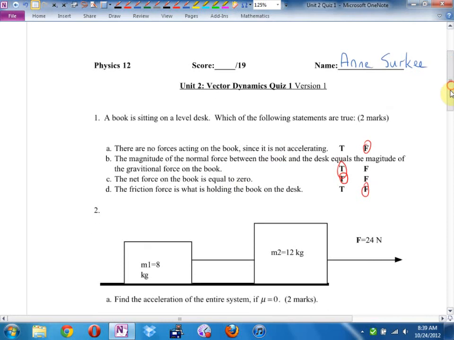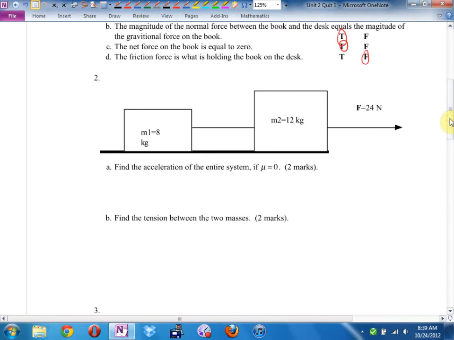number 2, a many-body problem. Hey, we looked at this last day. So it says find the acceleration of the entire system if mu is equal to 0. I'm not going to do a free body diagram because a free body diagram would be rewriting everything separately as dots. I'm going to label the forces because it didn't say specifically to draw one, so I'm not going to bother. I'm going to instead say what are the forces acting here.